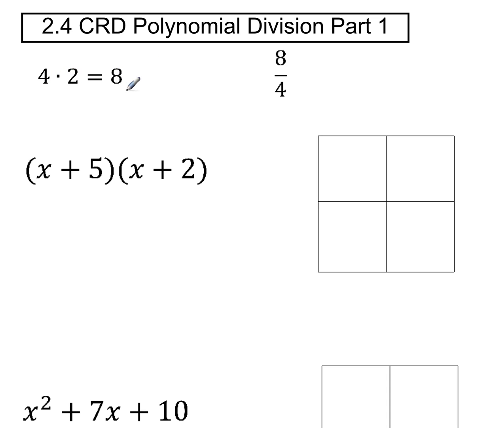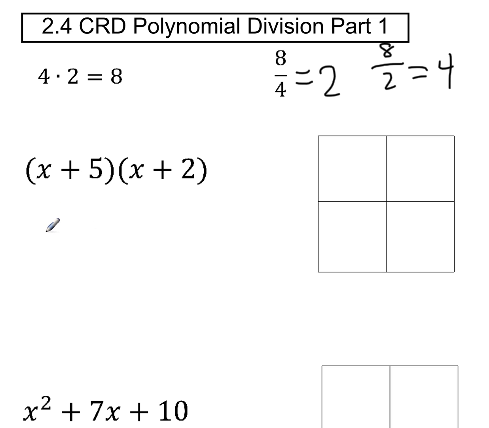4 times 2 is 8, obviously, right? But when you have that multiplication problem, if you turn it around, it's the fact families that you did in probably second or third grade. You take your product 8 and you divide by one of the factors, 4, and you'll get 2. I equally could have done 8 divided by 2 and gotten 4. So just keep in mind that fact family, that's something that you know from the past.